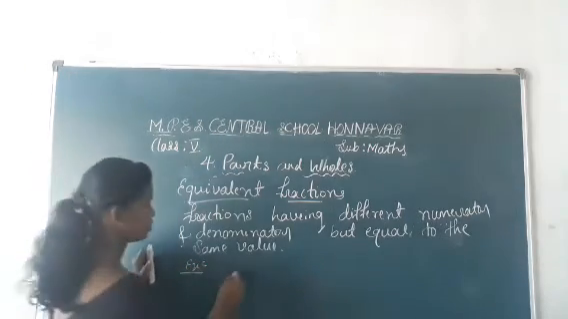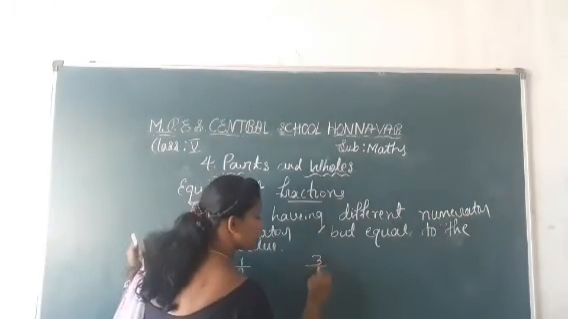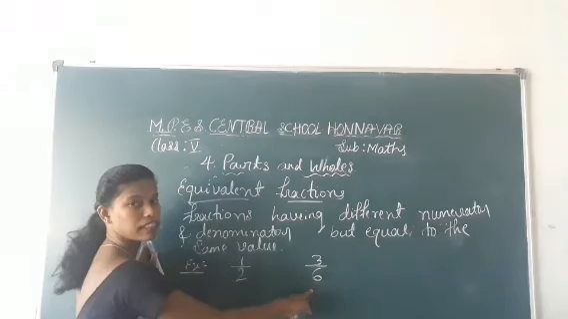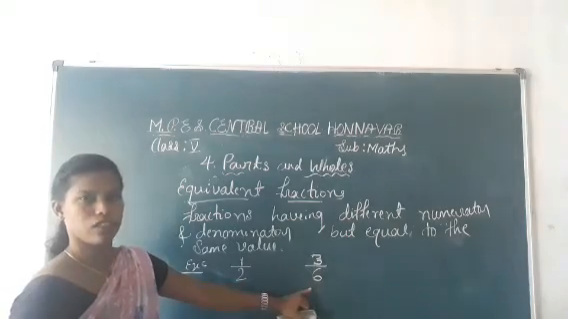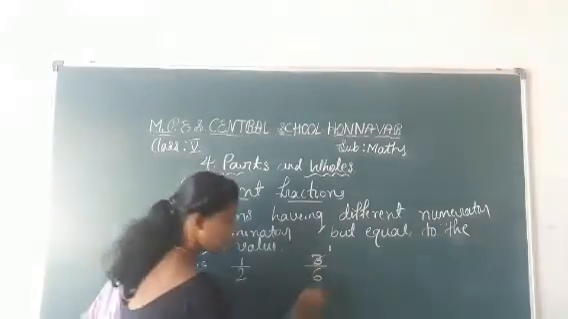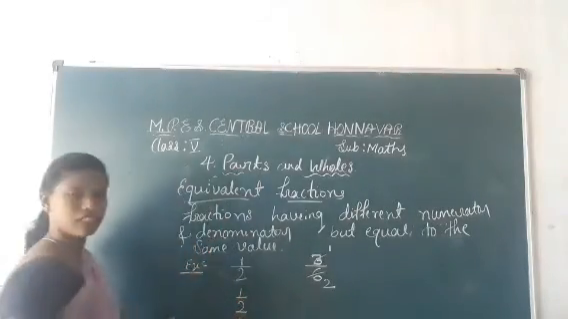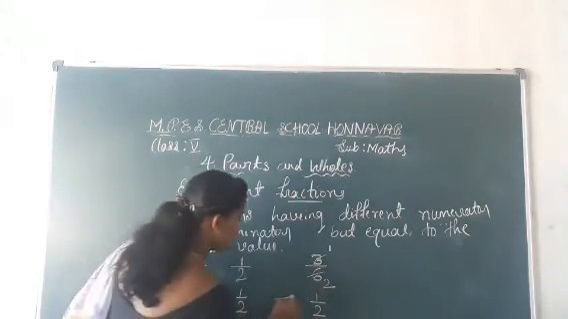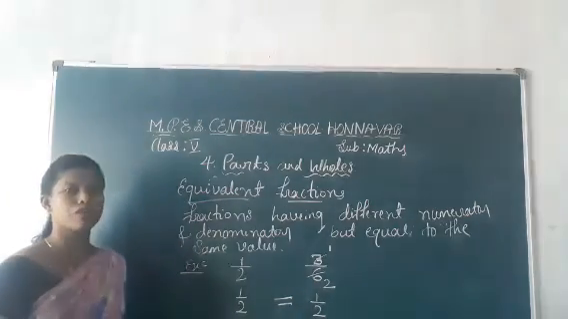See here, I write one fraction, that is 1 by 2. I write here another fraction, that is 3 by 6. Here, 1 by 2 is equal to 3 by 6. How? We write 3 by 6 in the lowest form. 3 ones are 3, 3 twos are 6. We get 1 by 2 here, and here also we get 1 by 2. So these two fractions are equal. So these are known as equivalent fractions.